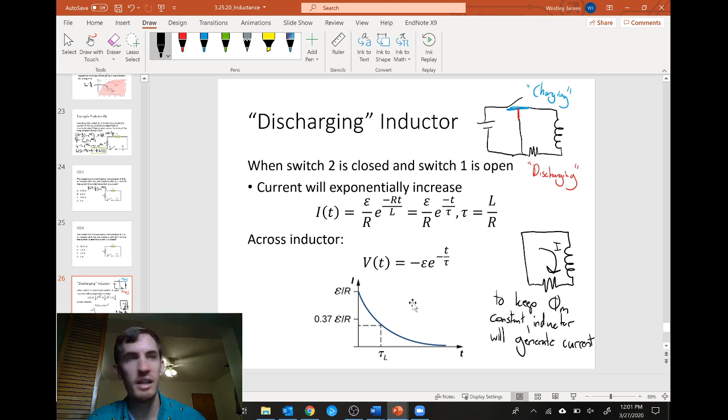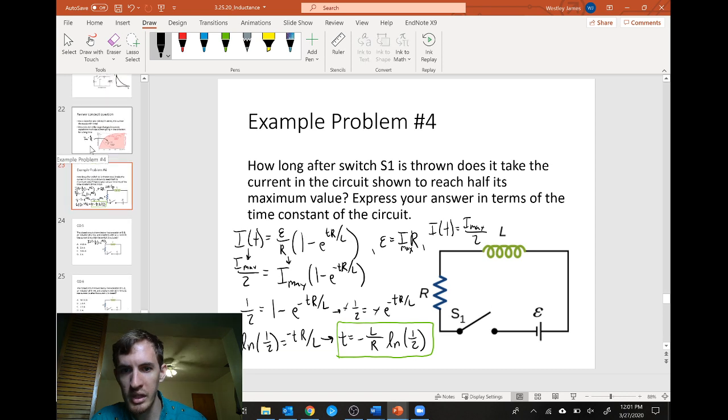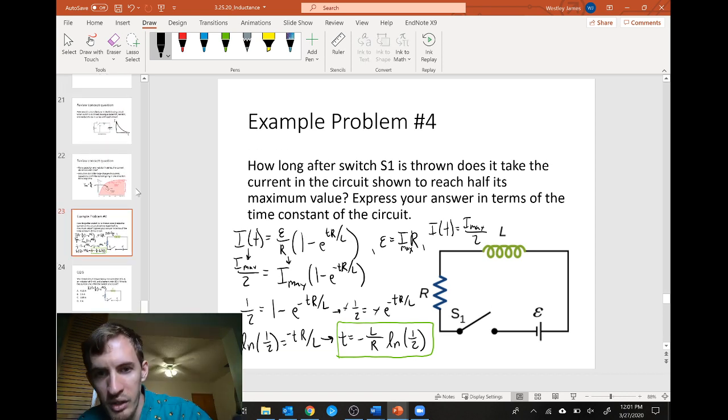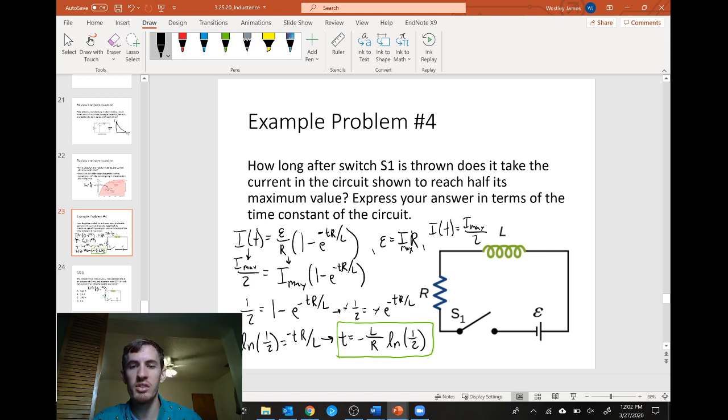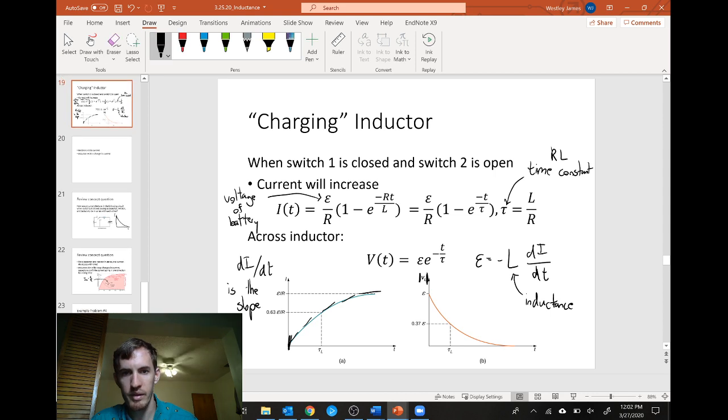All right, and Hannah asked, where did the negative come from for the e to the TR over L? So this is the equation here, and my apologies, this should be a negative. I just forgot to write the negative there. The original equation is epsilon over R times 1 minus e to the negative TR over L. So I just forgot to write that one, but I wrote it in all the other ones because it should be there. And that comes from our original equation here. The negative RT over L. Okay.